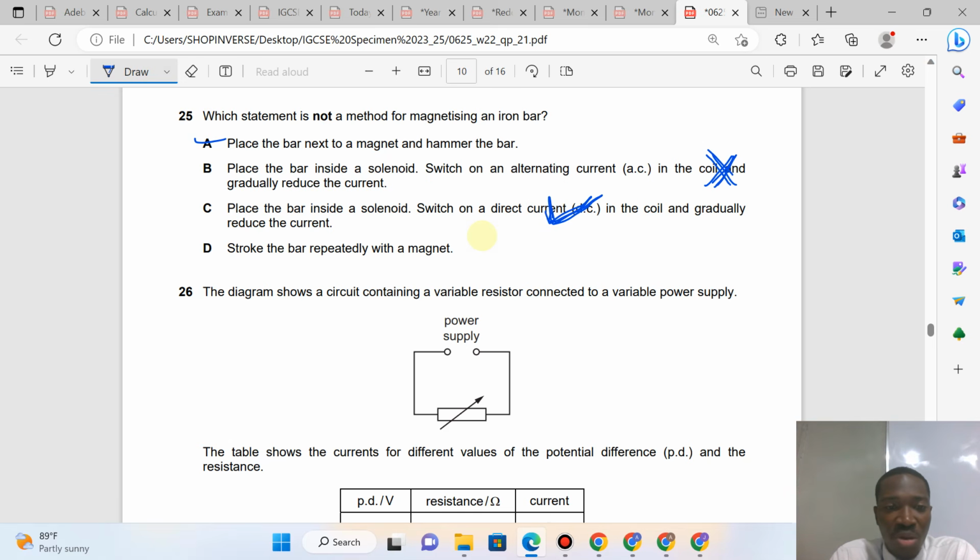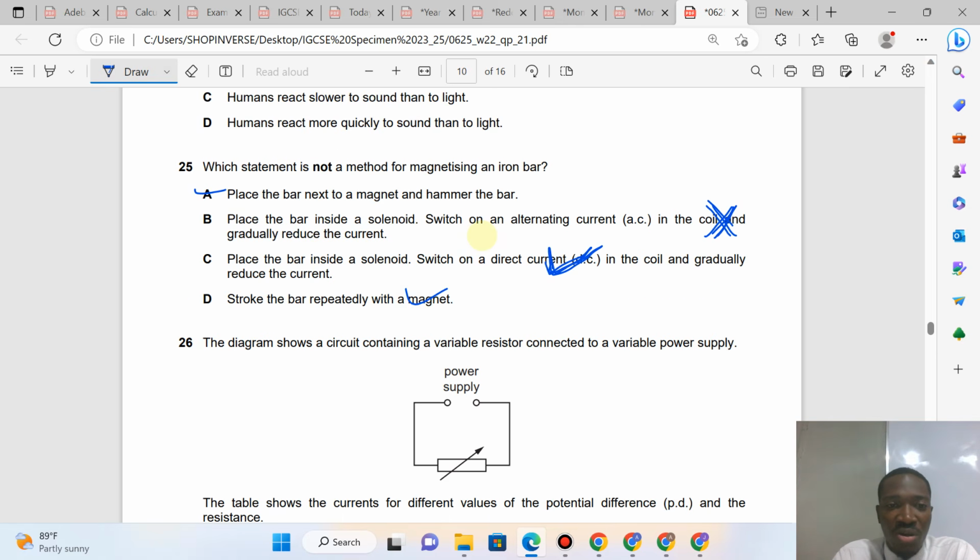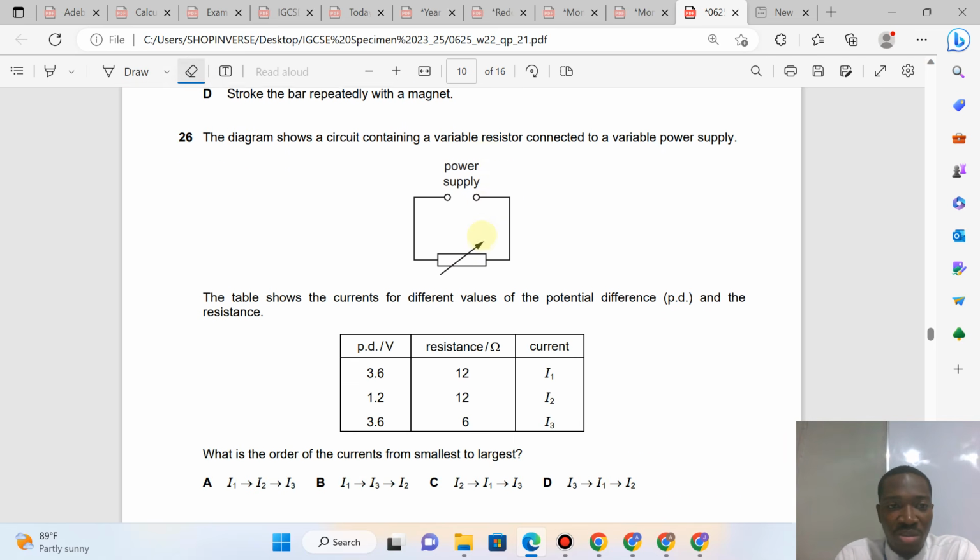Option D: stroke the bar repeatedly with a magnet. Correct. So the only one that is not a method of magnetizing an iron bar is option B. So we shade option B as being the correct answer. I hope you get the question. The question says which is not a method, and which is B.